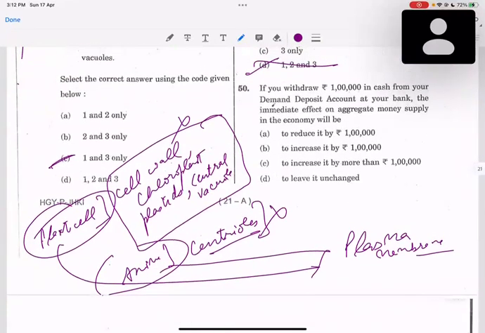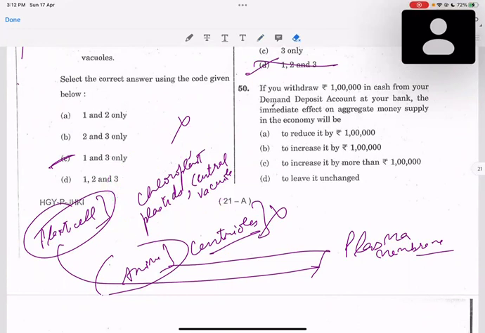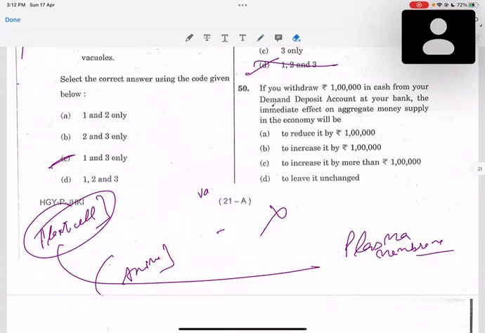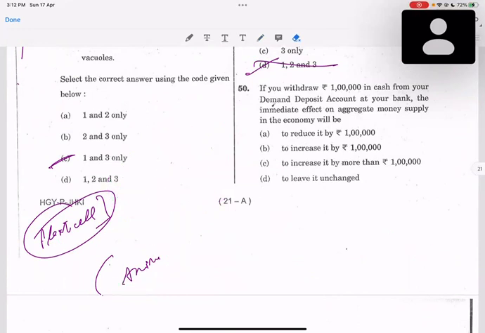Okay. If you look at next question, if you withdraw 1 lakh in cash from a demand deposit account at your bank, the immediate effect on the aggregate money supply in the economy would be? Now, we are drawing money that is in the bank. That means money is being used by the bank for other purposes, and the same money that we draw we try to use in the economy. So is there change in the amount of money in the economy? No, I don't think so. So answer has to be leave it unchanged.